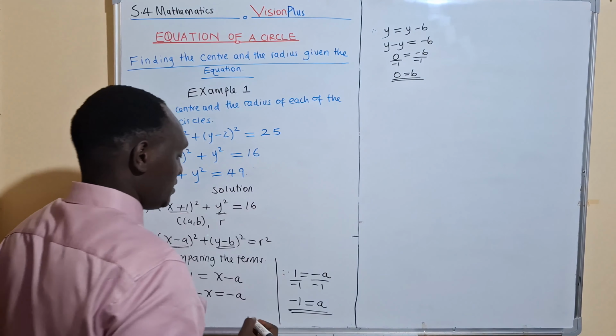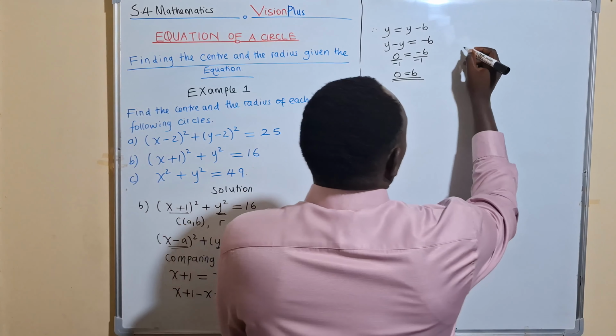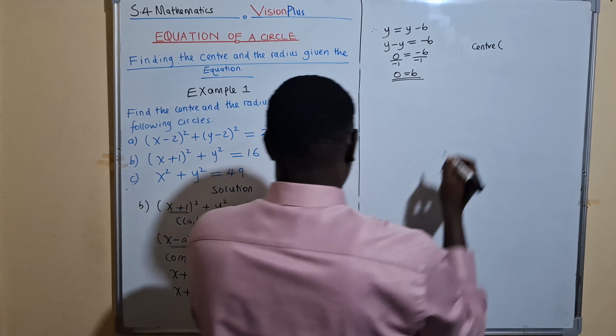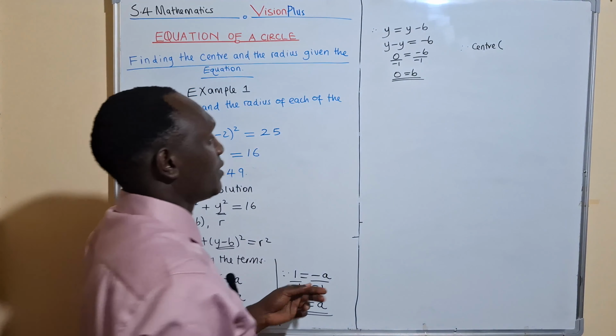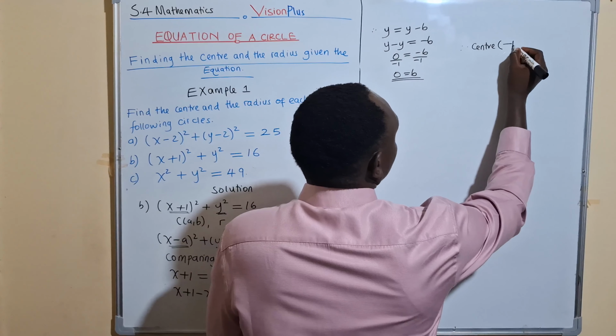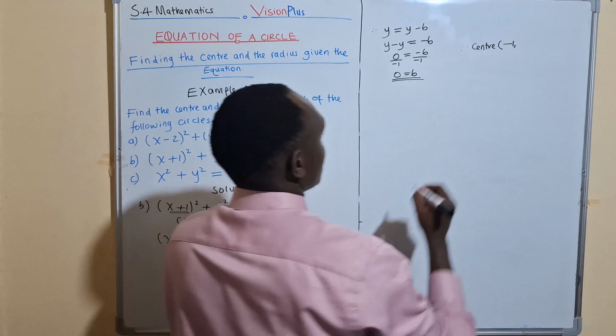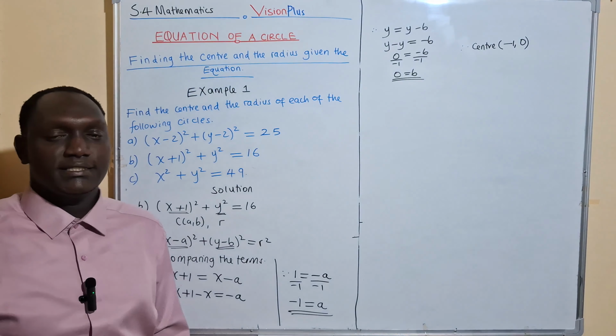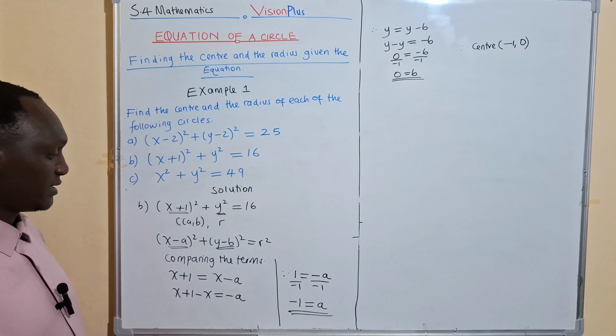So after getting b, we say, therefore, the center: what is the value of a? Negative 1. What is the value of b? 0. Those are the coordinates of the center of this circle.